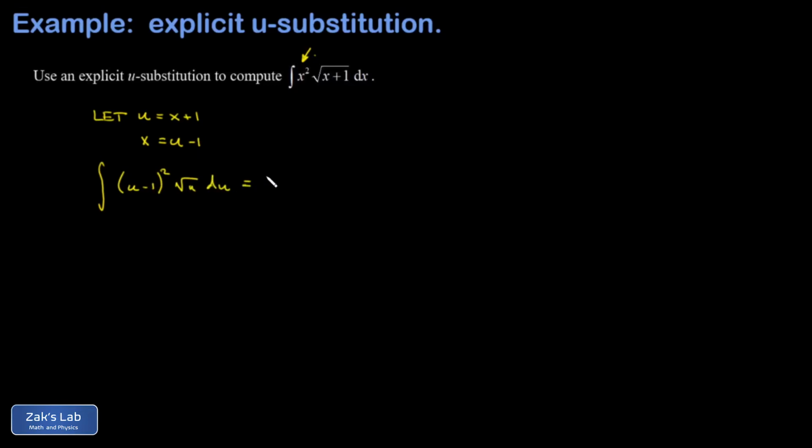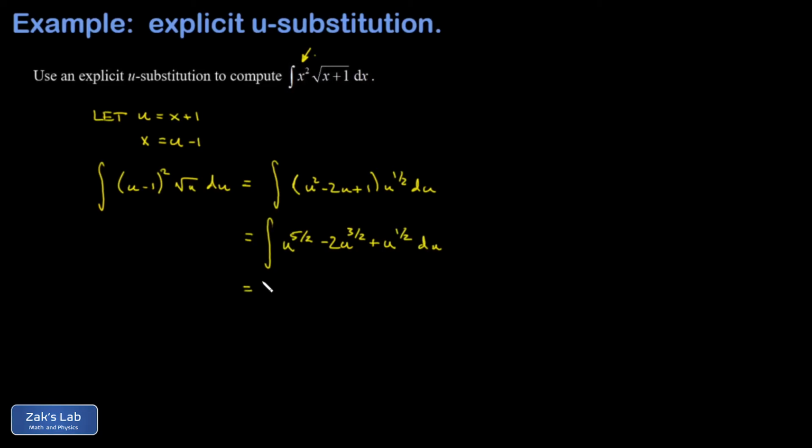We can expand that squared binomial and then distribute the square root of u, which is the same as u to the 1/2. So I get u squared minus 2u plus 1 times u to the 1/2. And when I distribute that u to the 1/2, I get three terms that are all powers of u, and then we just use the power rule on each of those terms. So I get a u to the 5/2. 5/2 is just 2 plus a half. And then I get a minus 2u to the 3/2, and then a plus u to the 1/2 du, and we use the power rule on each of these.